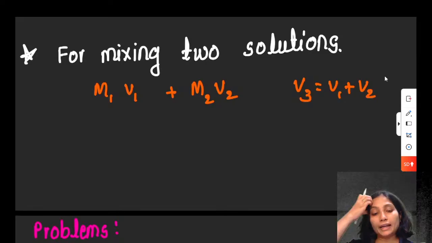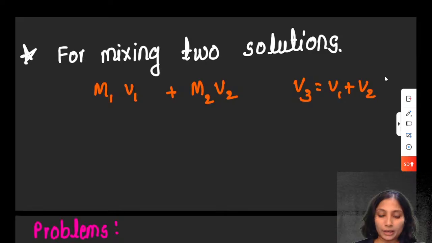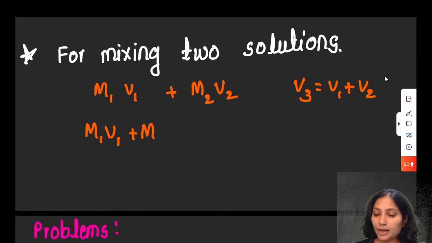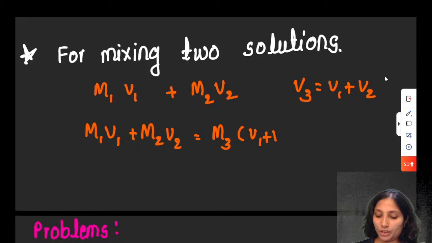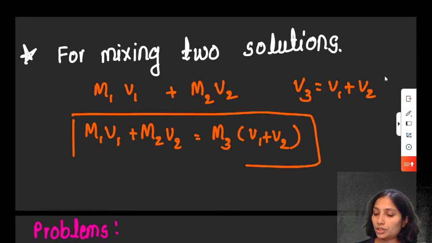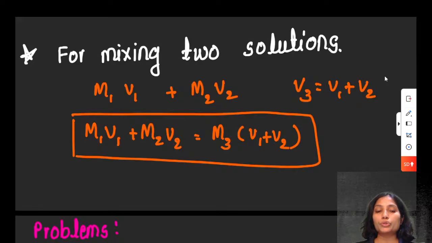Then how can I write the formula? When we mix two solutions, we can find the new molarity by the formula M1 V1 plus M2 V2 is equal to M3 into V3. V3 is nothing but V1 plus V2. You can take V3, or just for your information, V1 plus V2 also. This is for mixing two solutions.